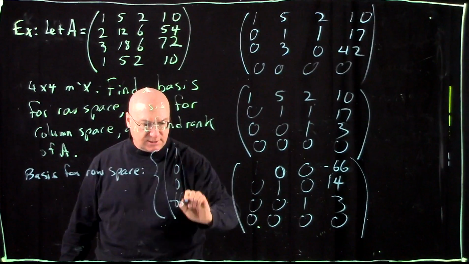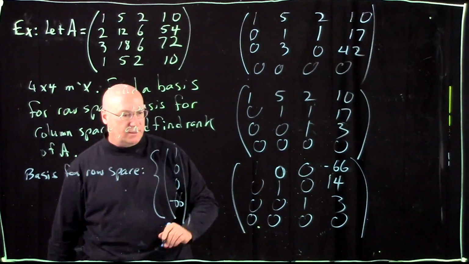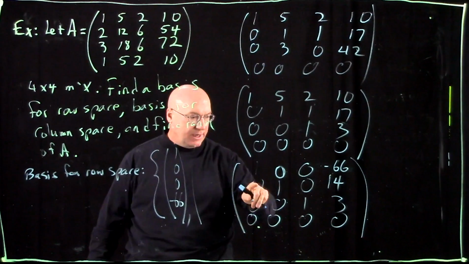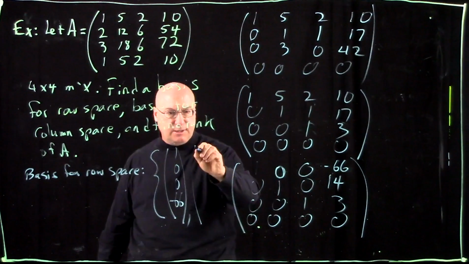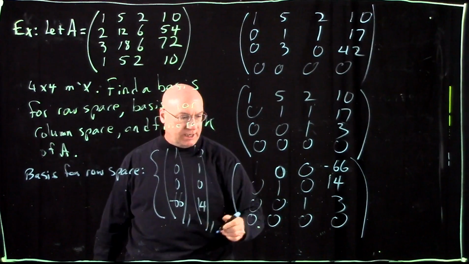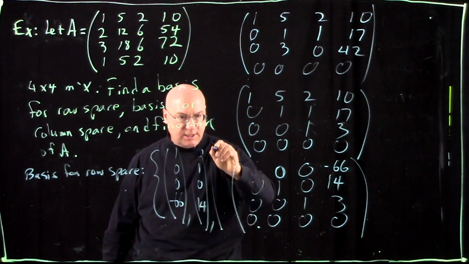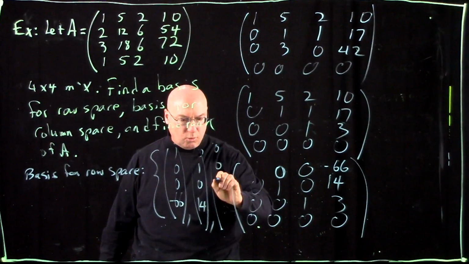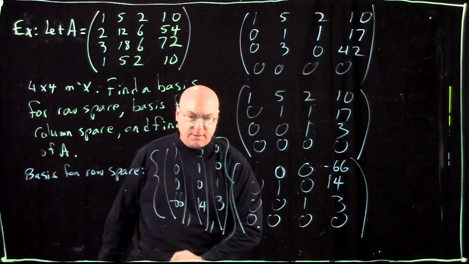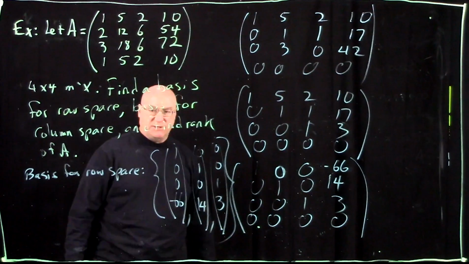That negative 66 is kind of funny. I may have made an error in my calculation. I hope not. If I made an error, you can fix it, I'm sure, but I don't think I did. 0, 1, 0, 14. I'm running into my matrix here, but the last one is 0, 0, 1, 3. Okay, there's a basis for the row space.